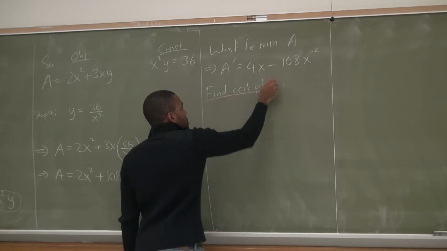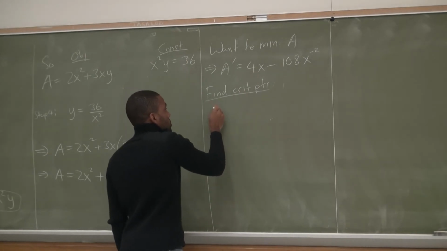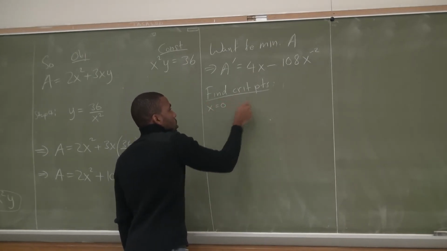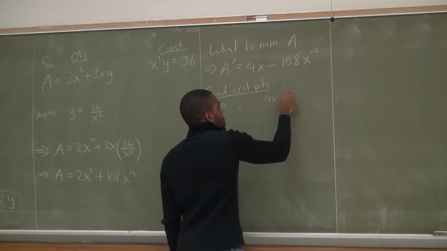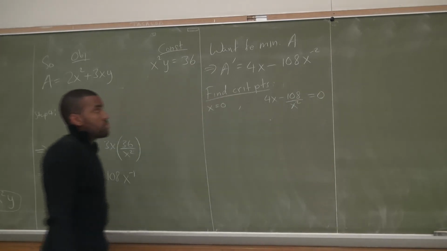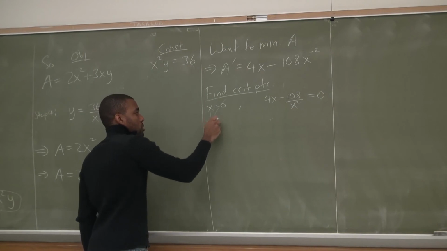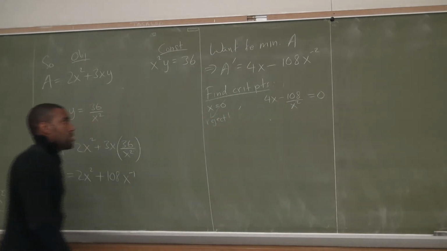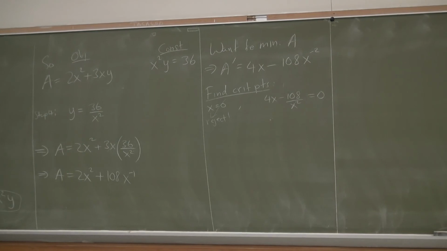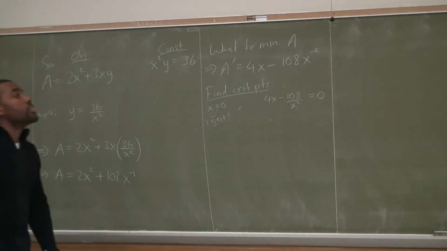Find critical points. What will the critical points be? x equals 0, or you would need 4x minus 108 over x squared to equal 0, right? Obviously this rejects right away. Why would I reject that? Because sure, the derivative is undefined, but with a box of 0 length, there wouldn't be a box, right? So that just doesn't even make sense to look at. So I'm going to try this one. How do I get that one to work?